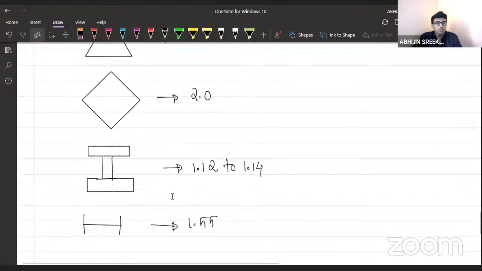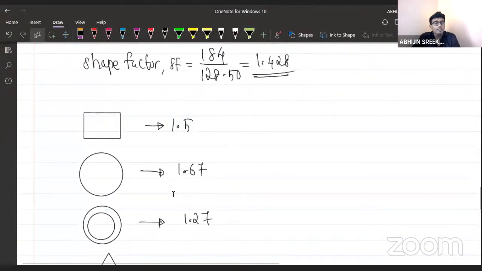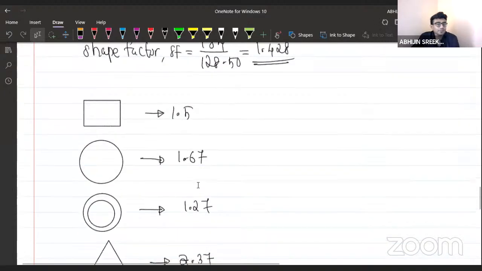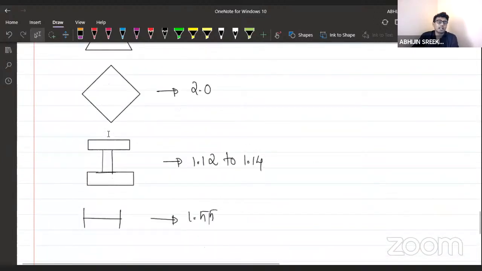Remember all these values. All these values are important. Remembering this is very, very important, and remembering this is recommended. So with this, very good. Remember all these things, okay? The circular section, tubular section, triangle, and diamond sections.